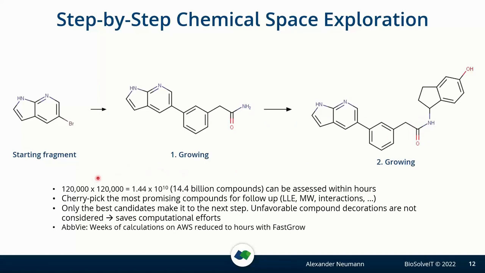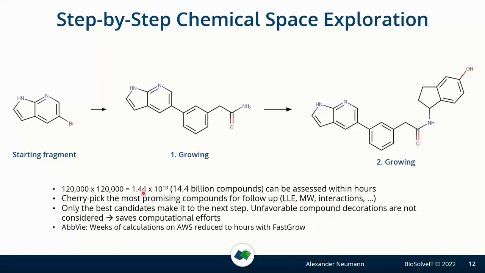And from a second growing, we can again grow from this site here to this compound. And because we screen 120,000 possibilities every time, in theory it's possible to screen 1.44 times 10 to the power of 10, so 14 billion compounds, in growing steps that can be done within minutes, or at least hours, on your computer. Why do I say hours? Because obviously you need to assess the structures. You need to rank them at least, but this is something that can still be done. And this is also where your expertise kicks in. You can just cherry-pick the most promising compounds for follow-up regarding lipophilic ligand efficiency, molecular weight, and so on.